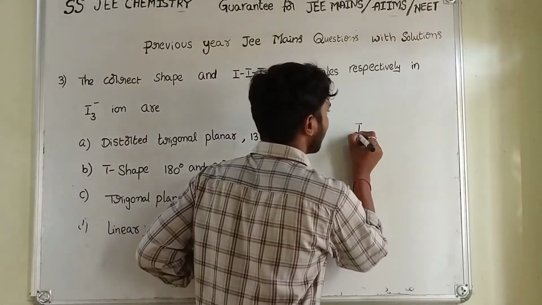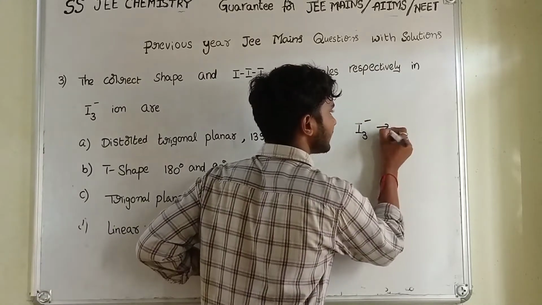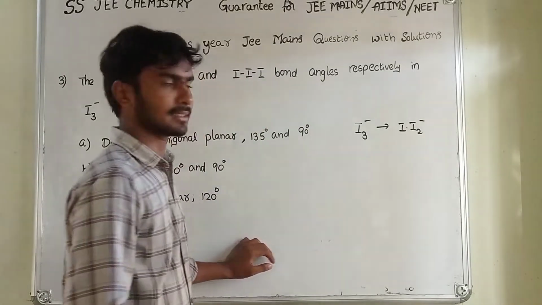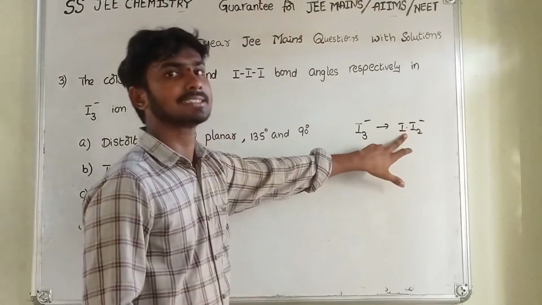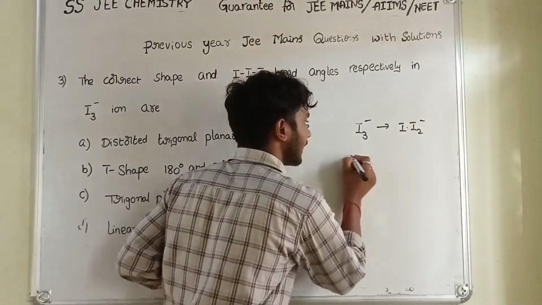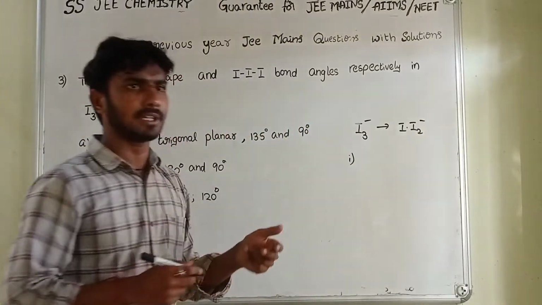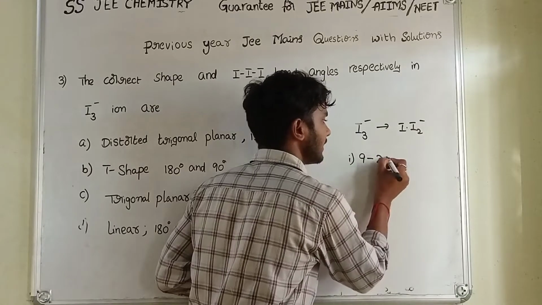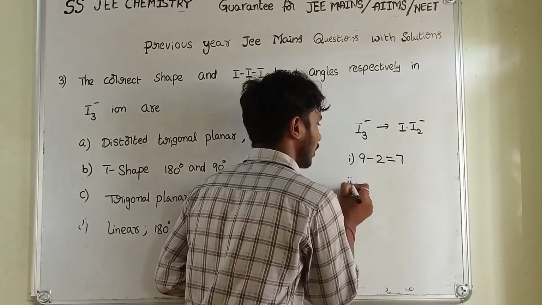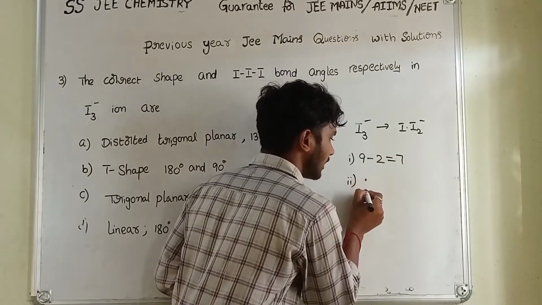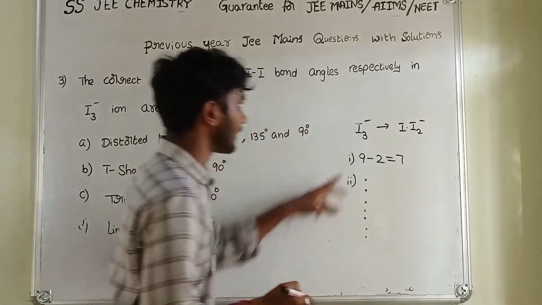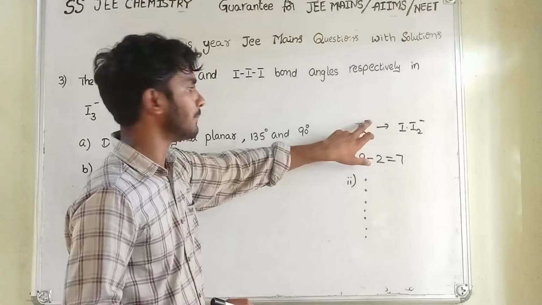I3 minus, I am writing this as I into I2 minus. Here iodine is the central atom. Iodine is in which family? Fluorine family. Fluorine atomic number is 9, so 9 minus 2 is 7. We should take 7 dots. But here a minus charge is there.